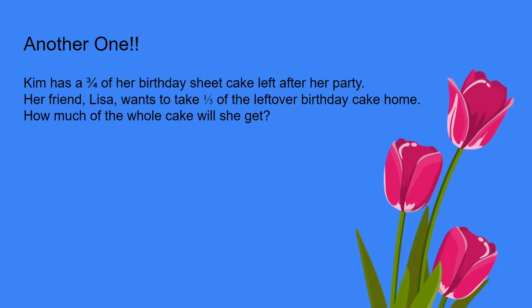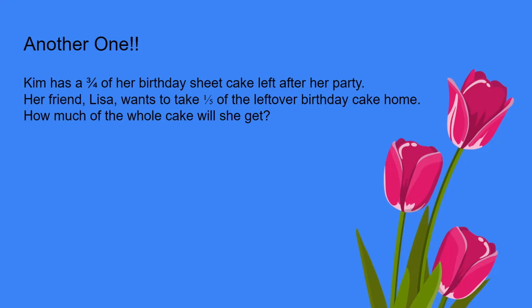But of the whole cake, how much did she get? How many pieces did she get? 3. She got 3. And if I thought about the whole cake, the entire cake, how many pieces could that have been? 20. So she got 3/20 of the cake. So if I had cut up my cake, this is what she would have got.